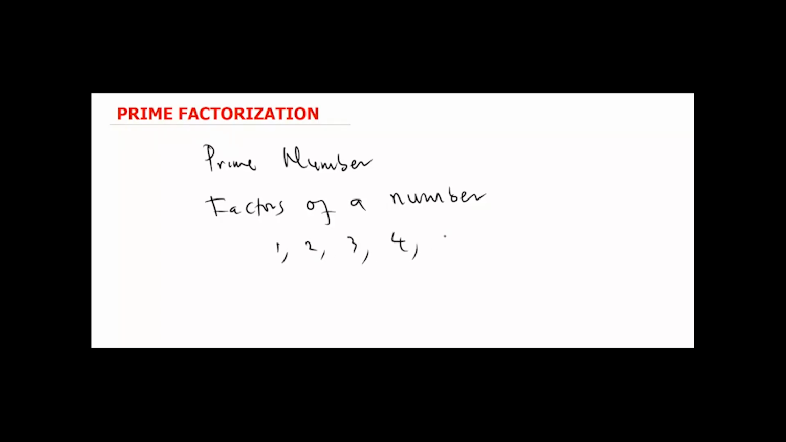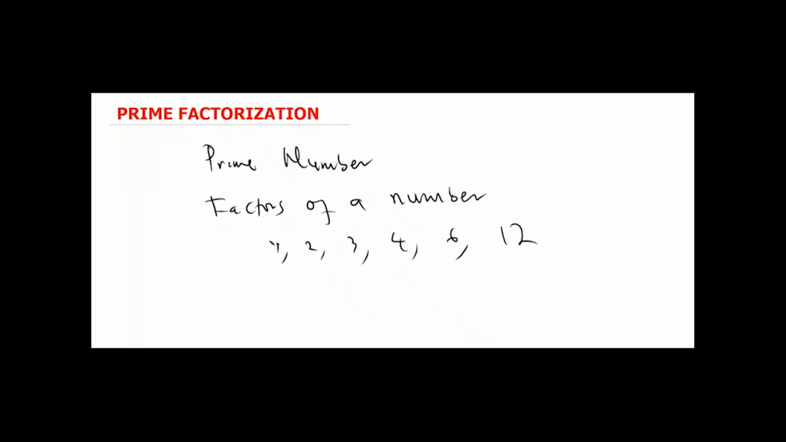Prime factorization involves two things here: a prime number, and factors of a number. So we can say that prime factors of any given number are the factors of that given number that are prime numbers. Take for instance, if you want to get the prime factors of 12, that means you need to write out the factors of 12, and they are 1, 2, 3, 4, 6, and 12. So these are the factors of 12. To get the prime factors of 12, you have to pick the factors that are prime numbers.